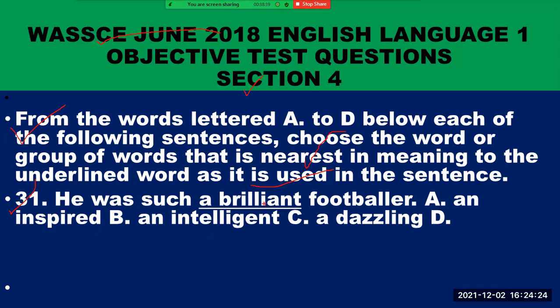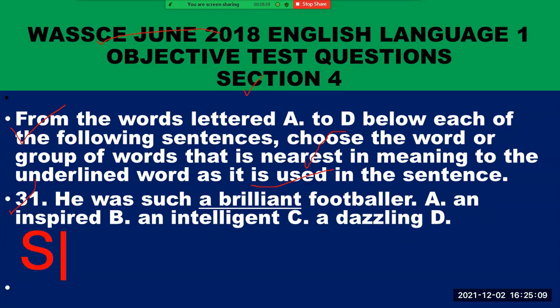He was such a brilliant footballer. Now the word underlined is brilliant, and so we are looking for the nearest in meaning. Now A, inspired, no, that's not the nearest in meaning. B, intelligent, well, this is one of the synonyms of brilliant, but this will apply more if you are describing a student or so. But let's look at other options. C, dazzling, well, not quite.